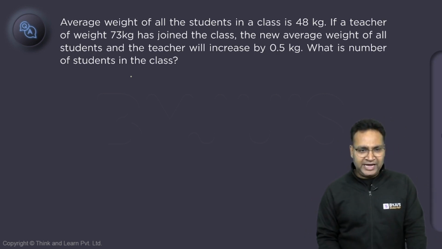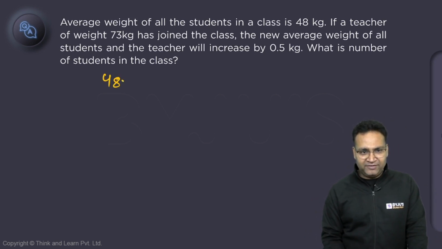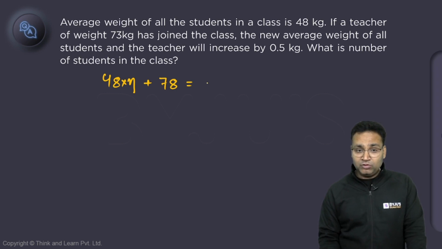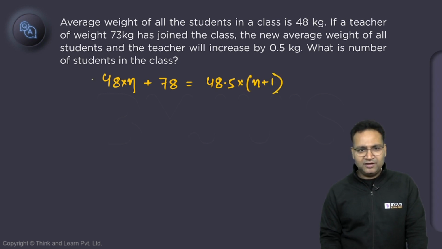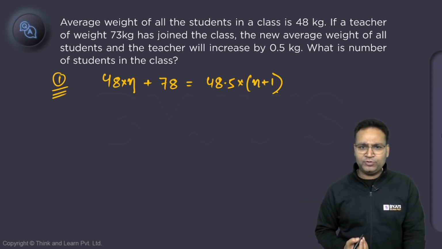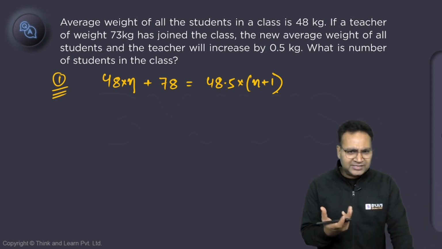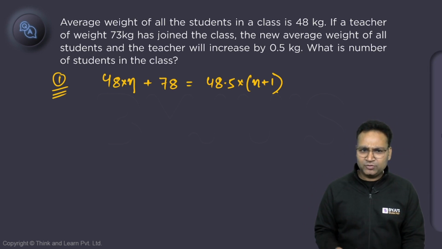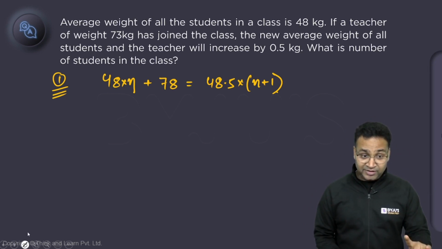So I can say 48 is the average into the number of students, plus a 73 kilogram teacher is joining. So now the average is 48.5, and the number of members is n plus 1. So this is method number 1. We can definitely do it. No one can stop you from applying this method, and maybe in some cases I also use it. Otherwise, tell me what is the right way.